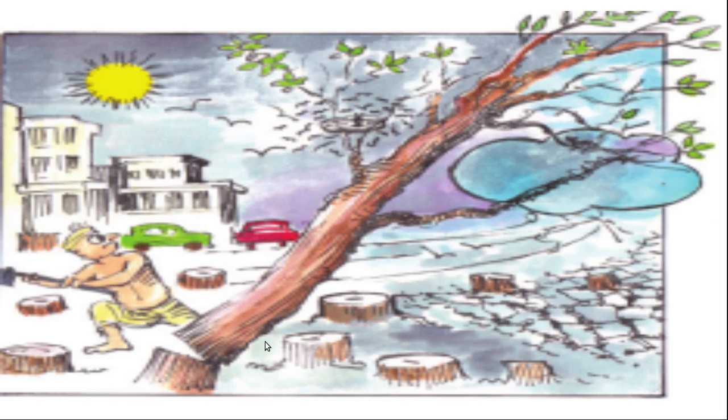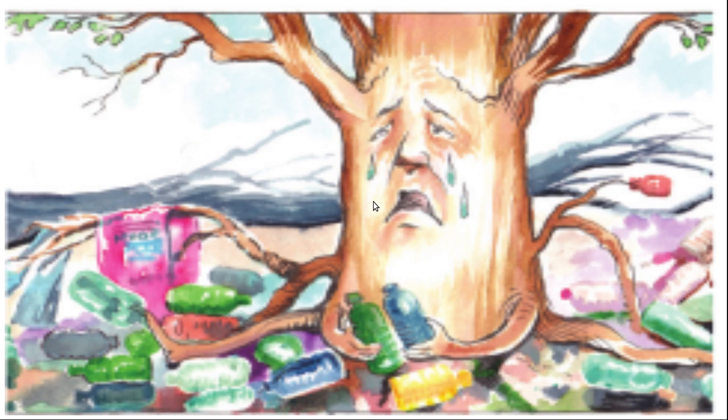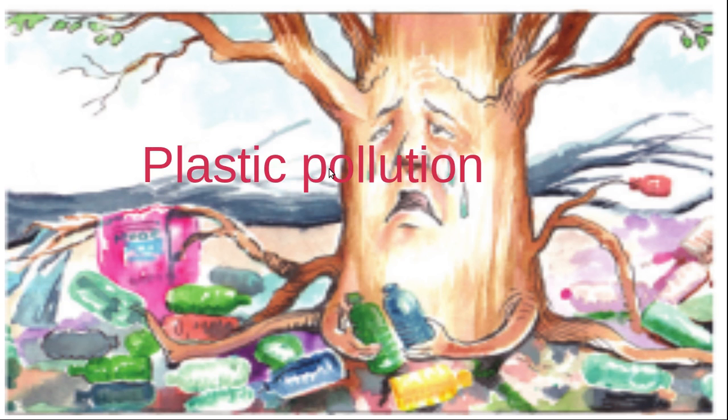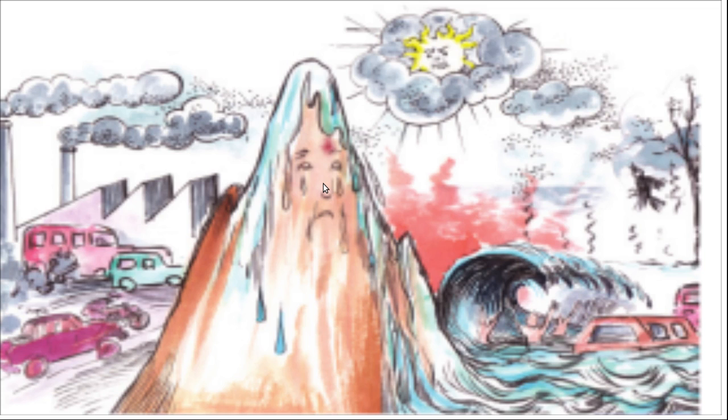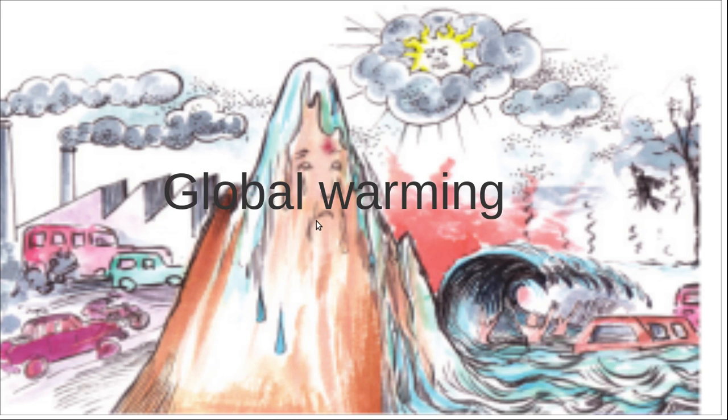The man is felling the tree, and you know that this is deforestation, destroying forests. Now, second one, you see what is happening here? What are these? And what's its impact? This is plastic pollution. Next, you see what is this? What is happening here? There is sun and it is global warming.